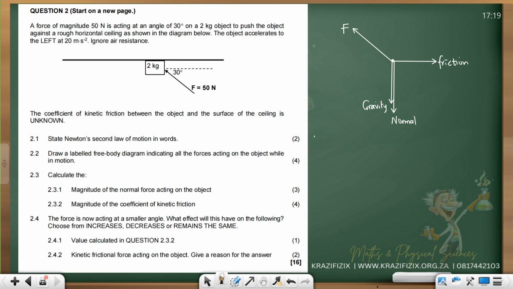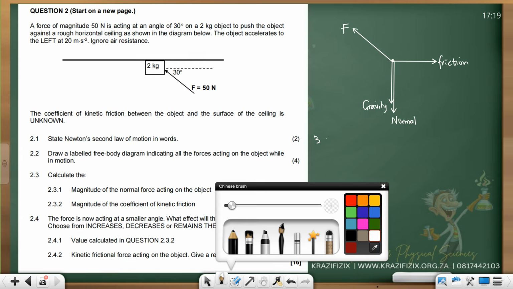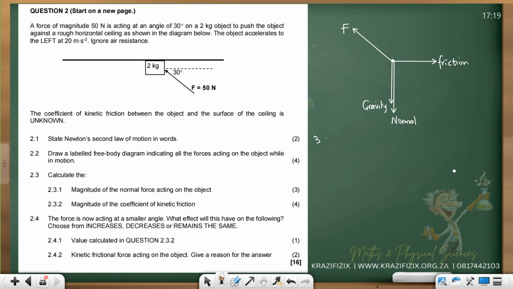Okay. Number 3. Calculate the magnitude of the normal force. Now, what I like to do, before I start any other calculation, is change that applied force. And if we change it, what do we mean by changing? Let's just do a tiny little force here. I'll have my friction. I'll have my normal. I'll have my gravity. Now, can I then change this one to what? Fy and what? Fx.